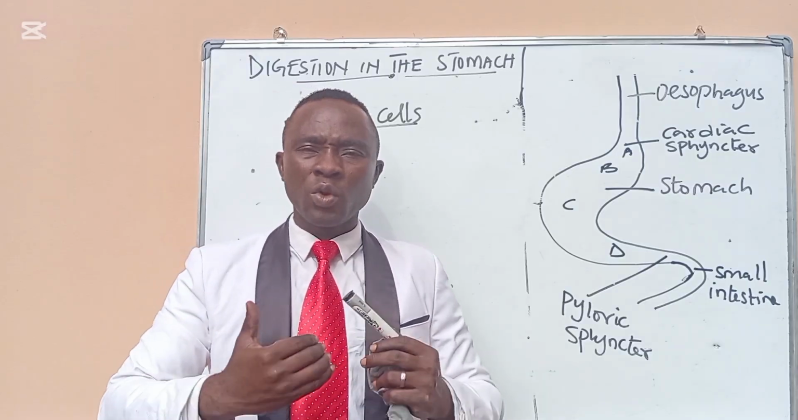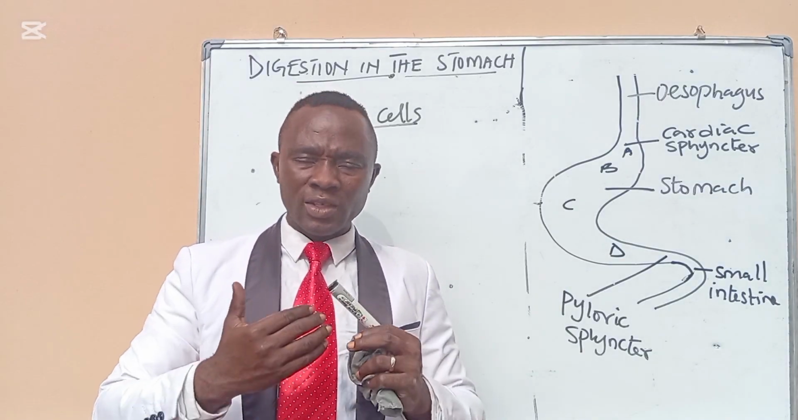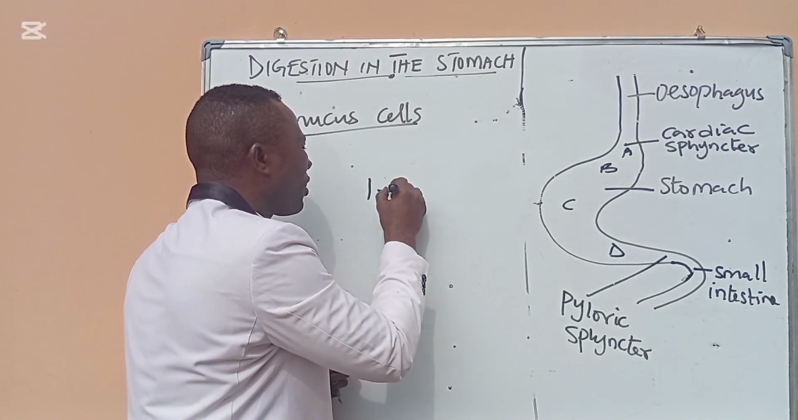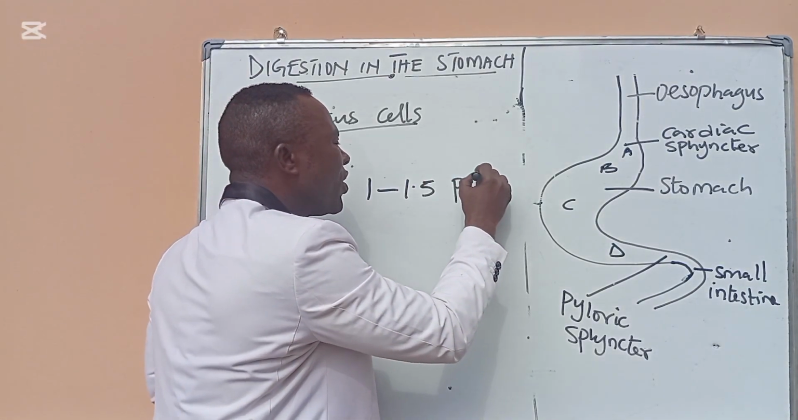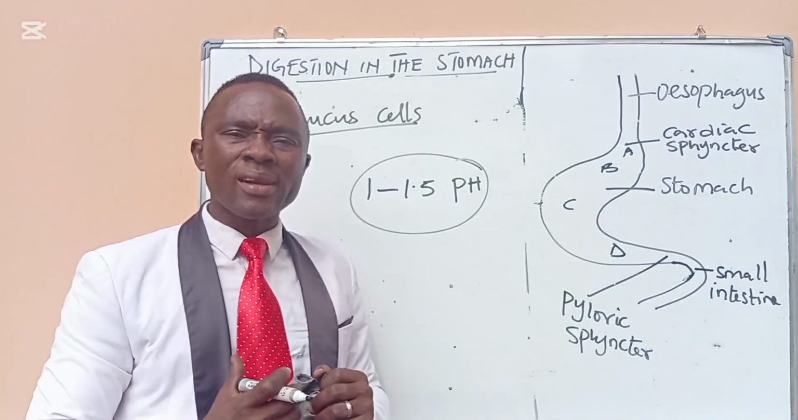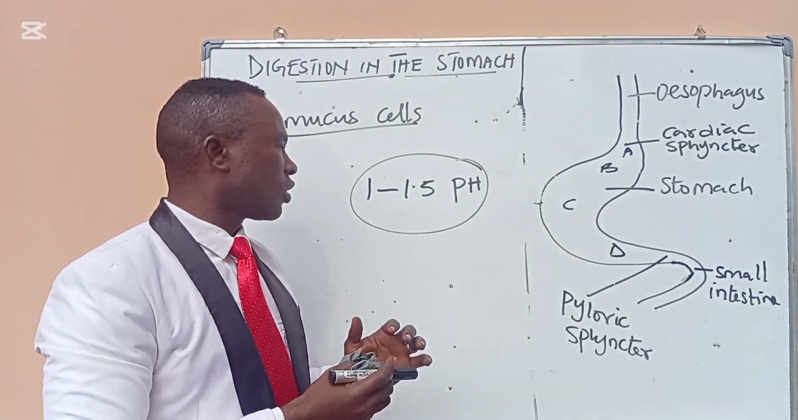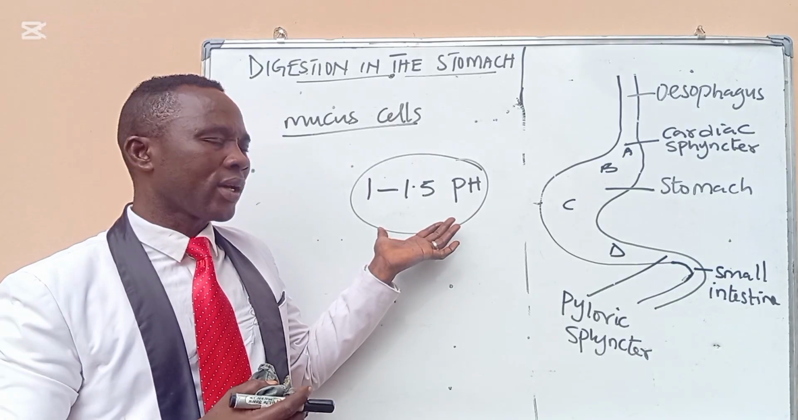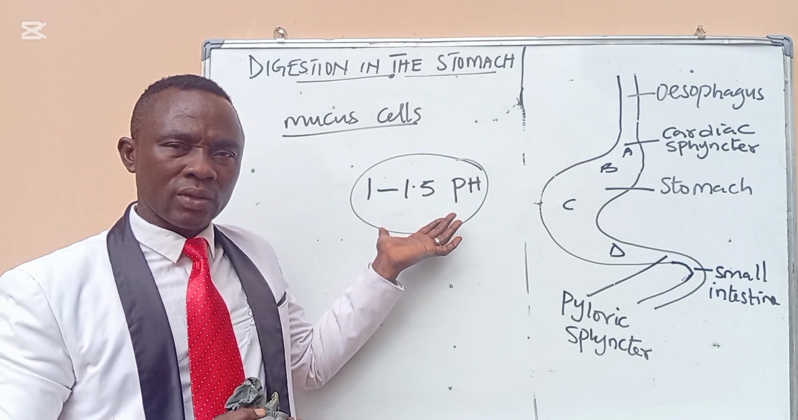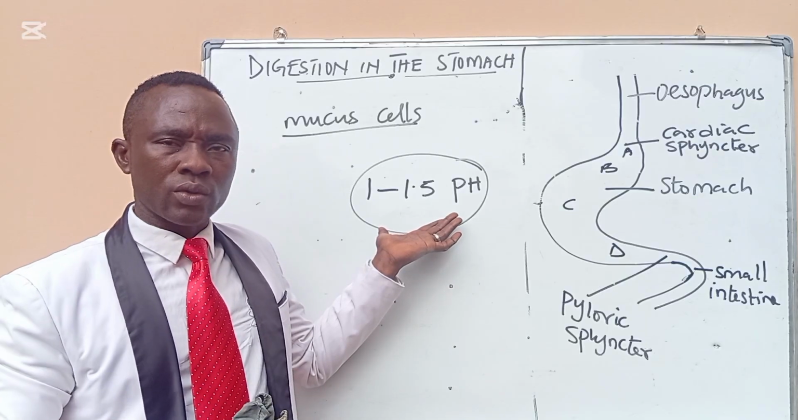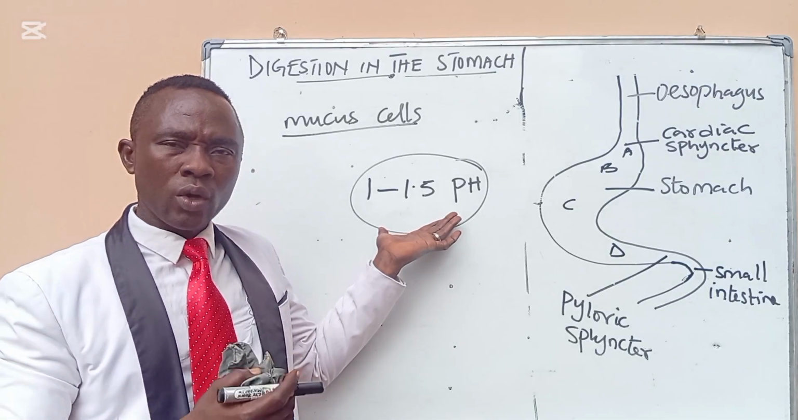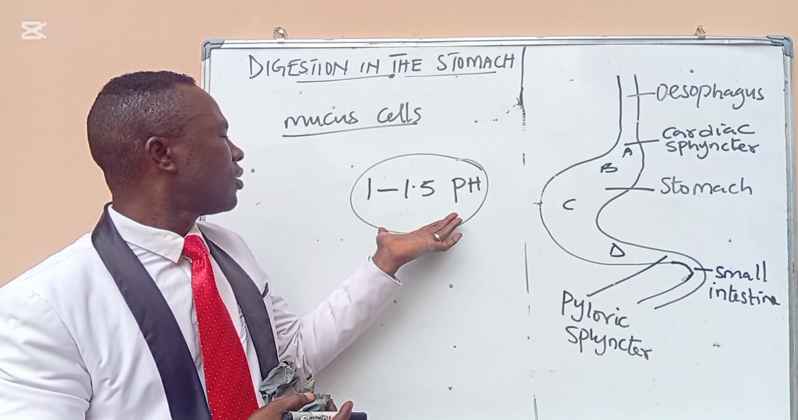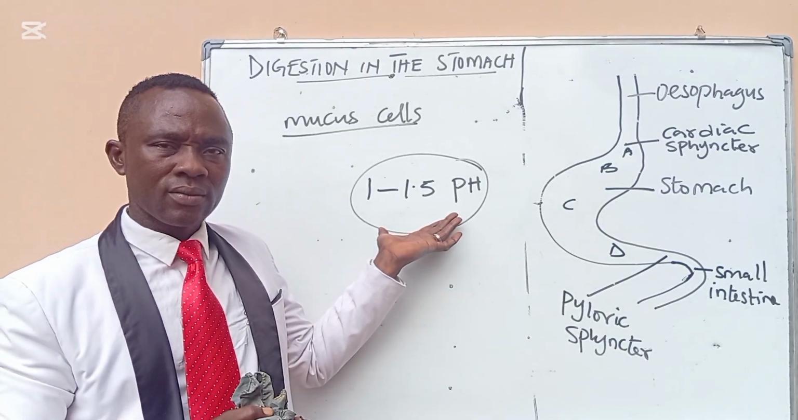So you see that the stomach contains HCl. The concentration of HCl in the stomach is about 1 to 1.5 in pH. You can see that is a very concentrated acid, yet it is not affecting us or eating up our stomach, because the mucus cells produce enough mucus to protect the walls of this stomach from the harmful effects of the HCl acid.